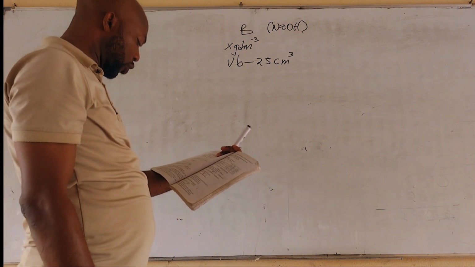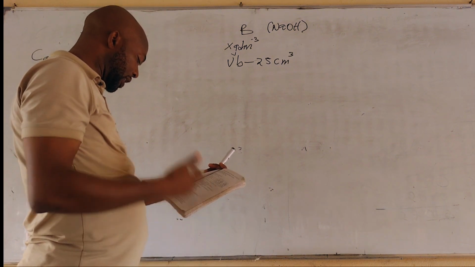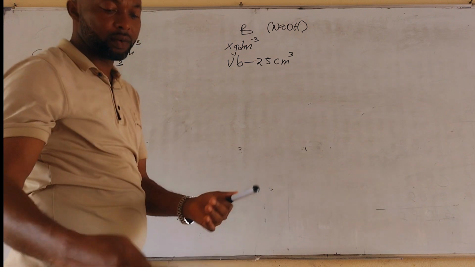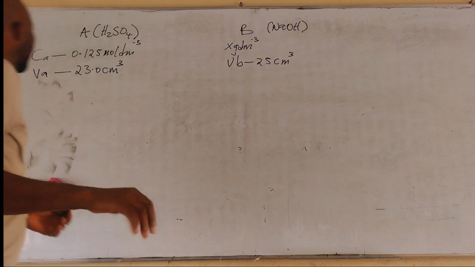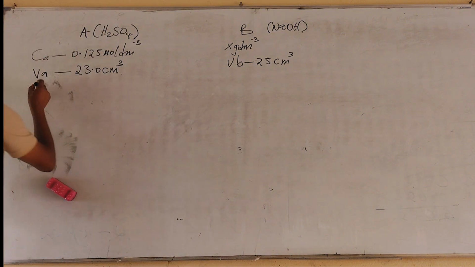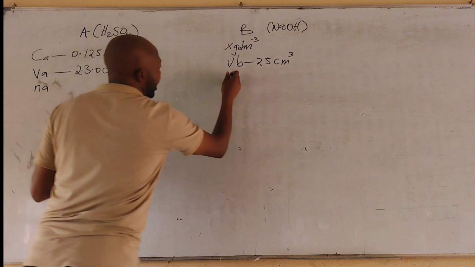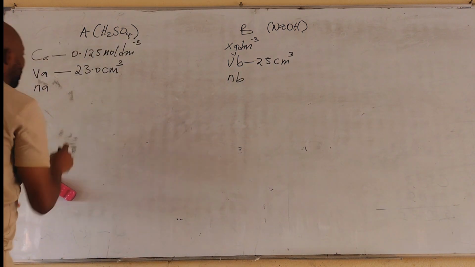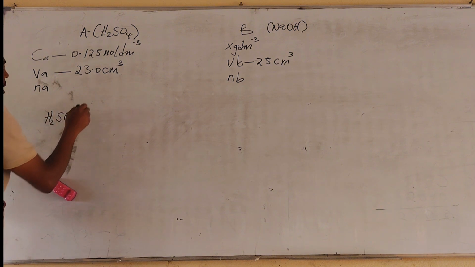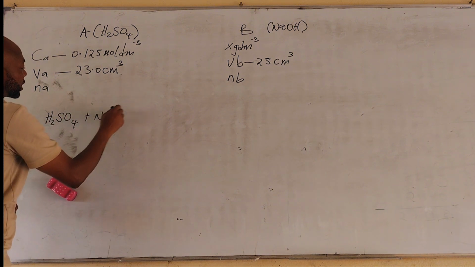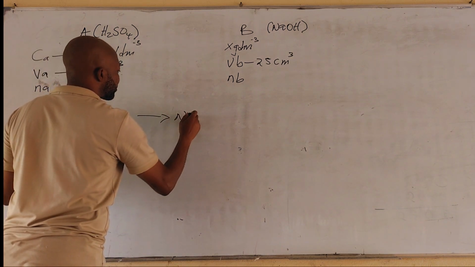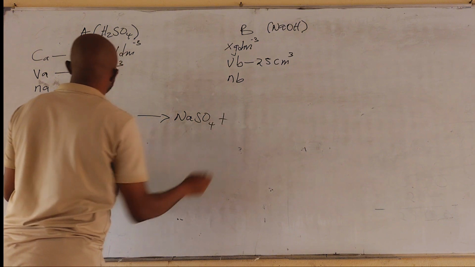Now, the equation for the reaction involved in the titration, they've given us the equation of reaction. So we should calculate the amount and all that. Let's get our equation of reaction so that we'll be able to know the number of moles of acid and number of moles of base. So my Na and my Nb can be gotten especially from the equation of reaction, which is H2SO4 plus sodium hydroxide gives sodium sulfate plus water.